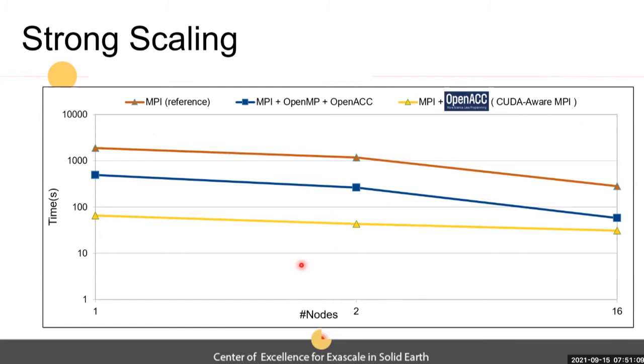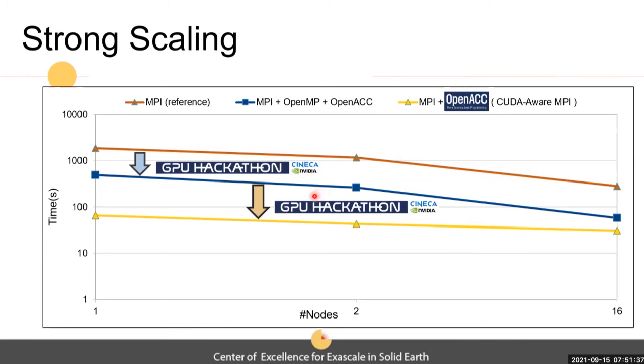This is the performance achieved with the MiniApp FALL3D in the strong scaling test case. This graph shows the performance using 3 different versions of the MiniApp. The first one is the plain MPI version in brown. This is just as a reference. The second one, in blue, is the version after the first GPU hackathon at Shineka in 2019. This version uses the full FALL3D application and uses MPI plus OpenACC plus OpenMP within a node. And finally, the third case, in yellow, is the actual version of the MiniApp of FALL3D after the second hackathon at Shineka in June this year. This version uses MPI plus OpenACC, including CUDA-aware MPI.